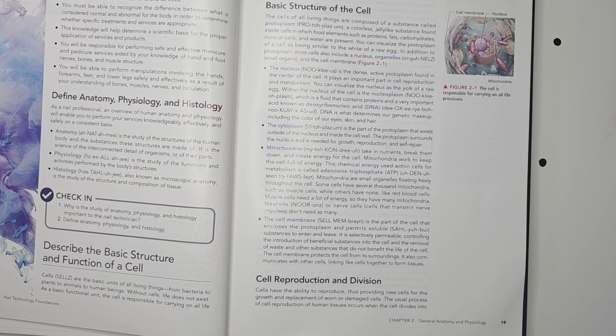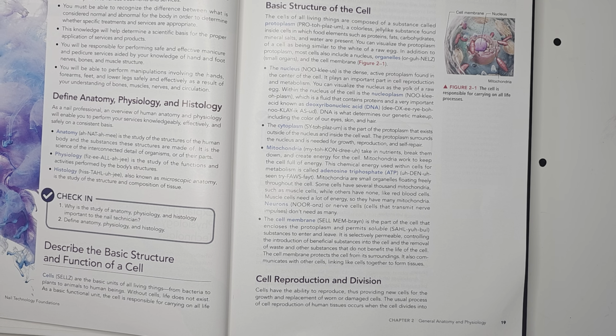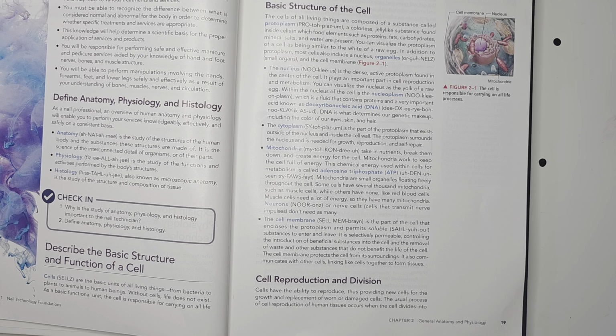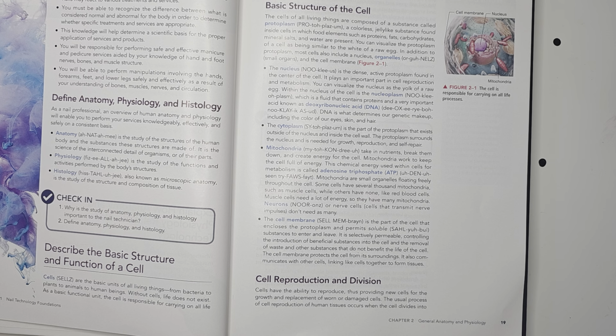Basic structure of the cell. The cells of all living things are composed of a substance called protoplasm, a colorless, jelly-like substance found inside cells in which food elements such as proteins, fats, carbohydrates, mineral salts, and water are present. You can visualize the protoplasm of a cell as being similar to the white of a raw egg.